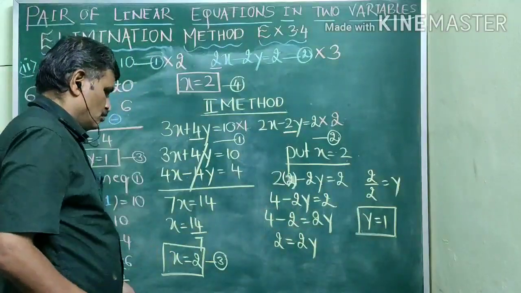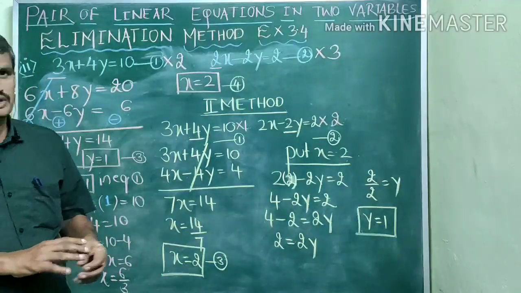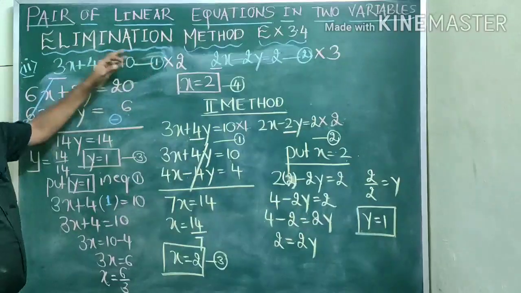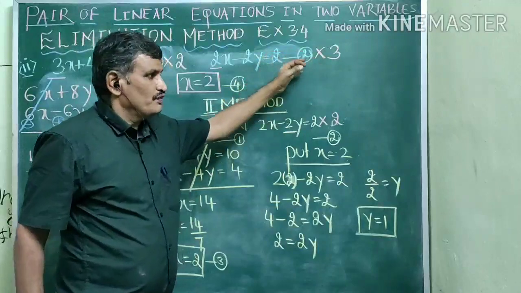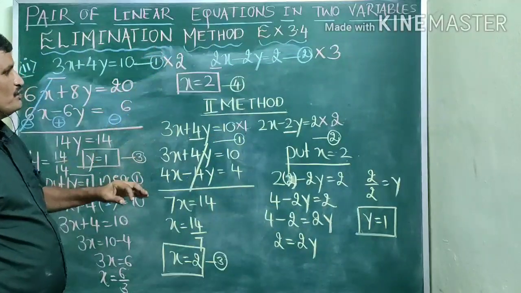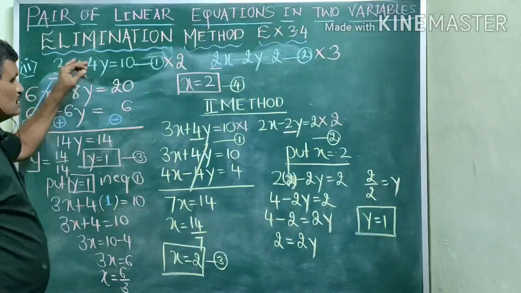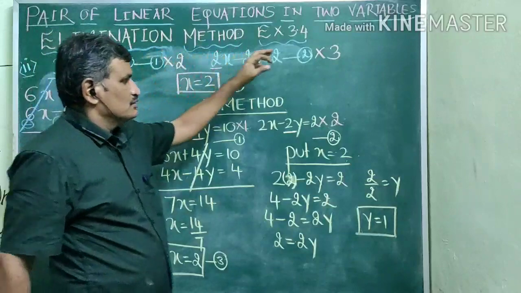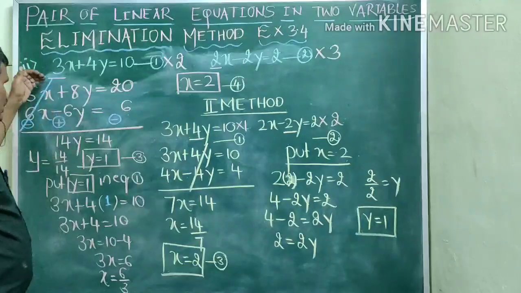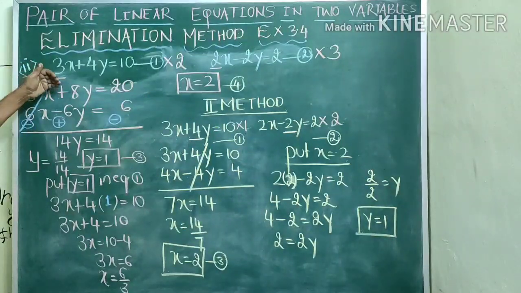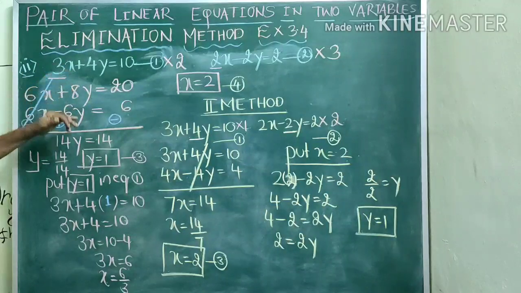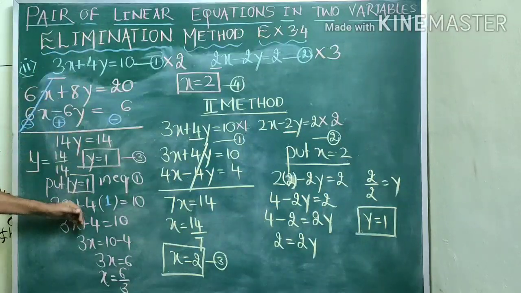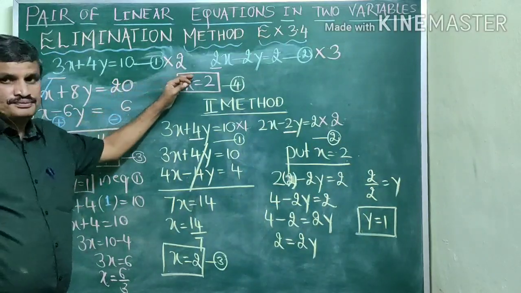So children, what I want to tell you through this video is, in the first method I have eliminated x by making the coefficients of x equal. In order to make the coefficient of x equal, I have taken the LCM of 3 and 2, so that 2 3s are 6 and 3 2s are 6 I will get. I have eliminated 6 here, and from that I have got the value of y. This value of y I have put in the first equation and I got the value of x.